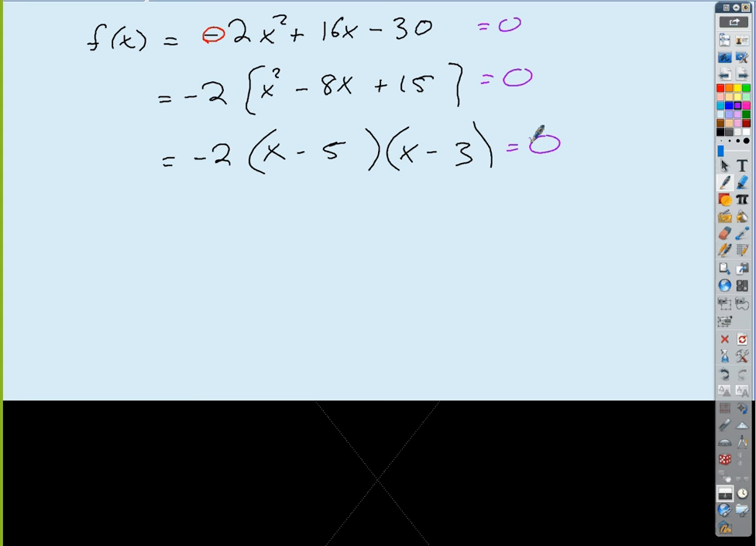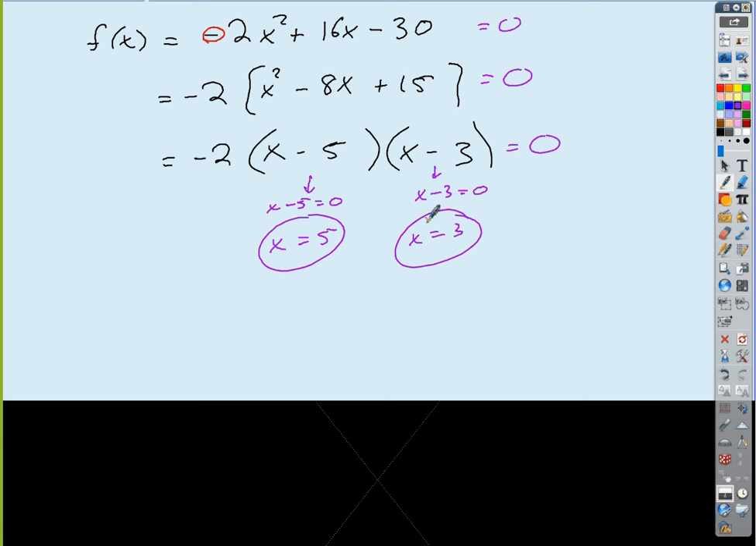5 and 3, right? Because when we apply the zero product property and set that factor equal to 0, we get the solution x equals 5. And if we set this one equal to 0, we get the solution x equals 3, right? Okay, well what are zeros?